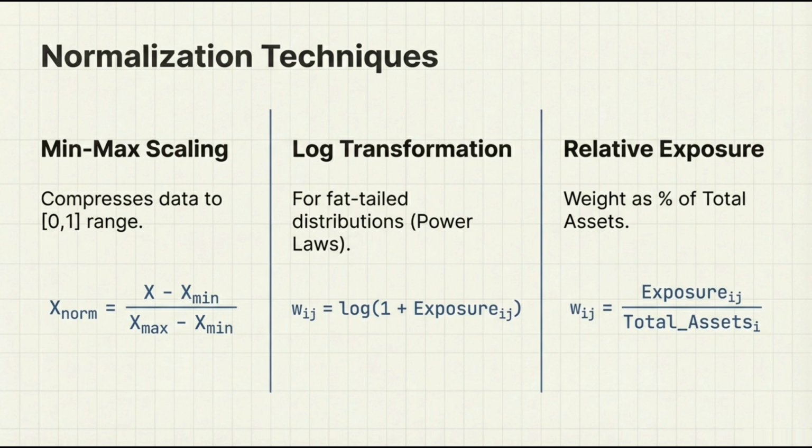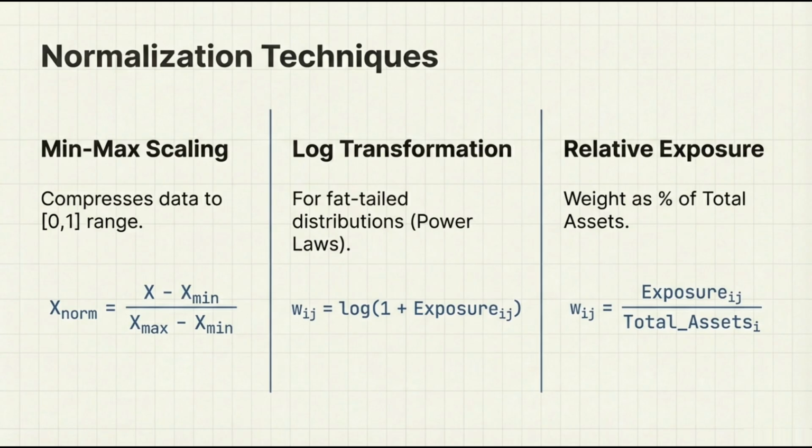Min-max scaling compresses values into the 0 to 1 range, which is useful when we want comparability and bounded inputs. Log transformation is especially helpful for fat-tailed distributions, including power law-like data, because it compresses extreme values without ignoring them. The formula here uses the logarithm of 1 plus exposure.